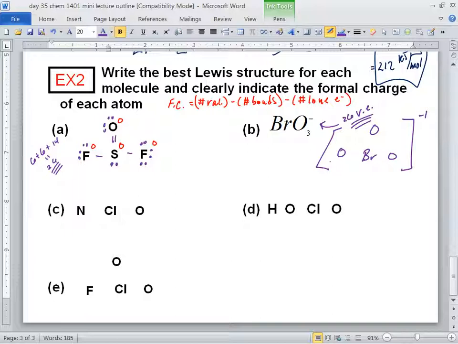So how many valence electrons do you have? 26. Oh, that's a 0. Keep looking at these as dots. 8, 2, 4, 6, 7, 8, 9, 16, 24. Well, you have like 28 electrons on there.